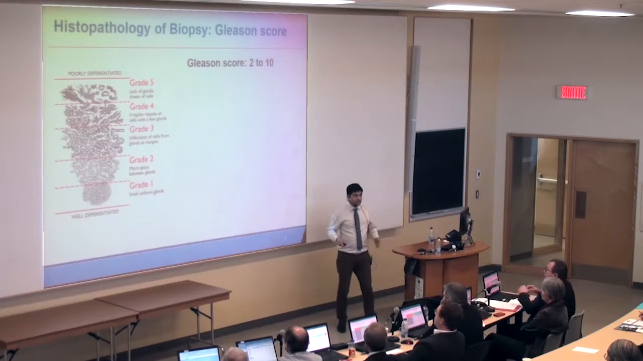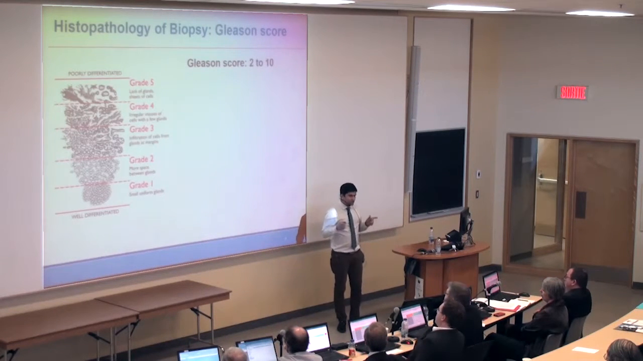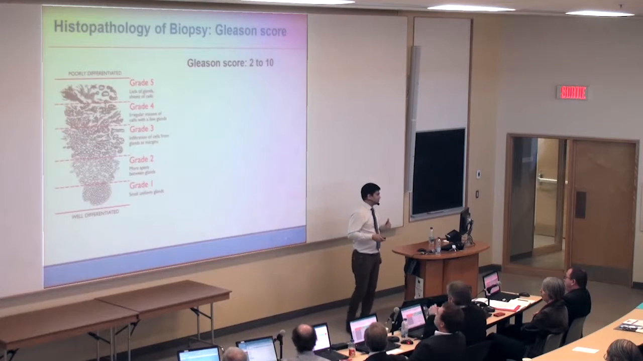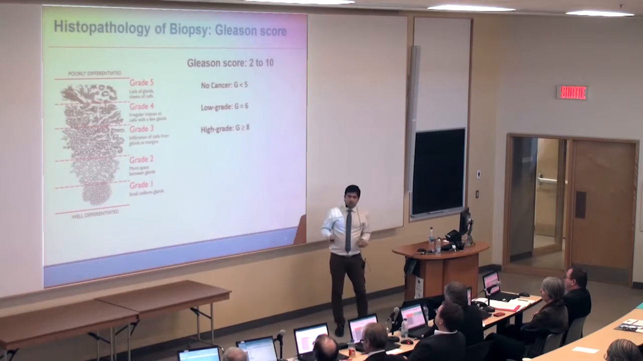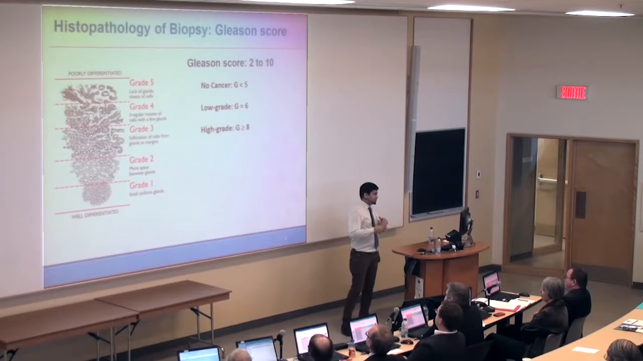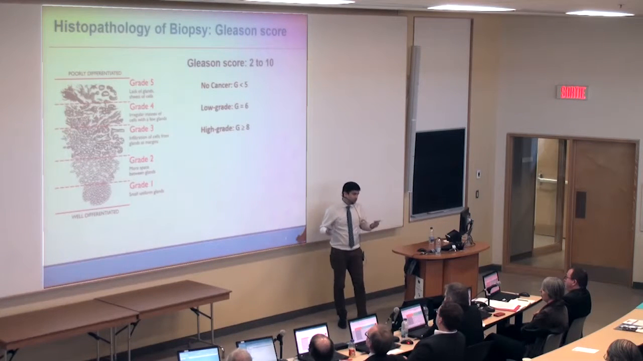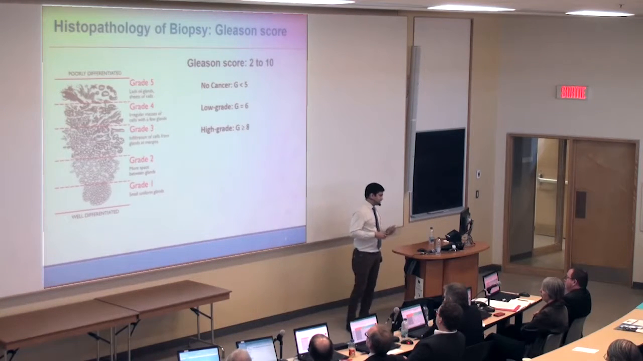So the Gleason score actually goes from 2 to 10. Now that's the way we grade this cancer, especially a Gleason score of 6 is a low-grade cancer, and if the Gleason score is 8 or above, it's called a high-grade cancer.